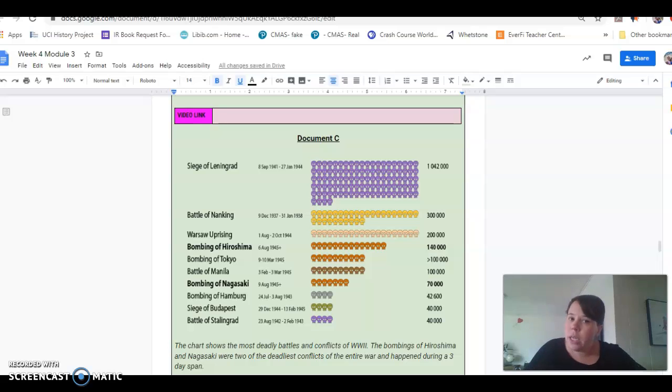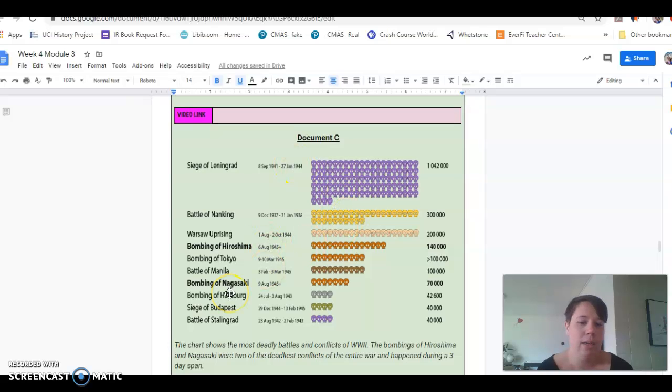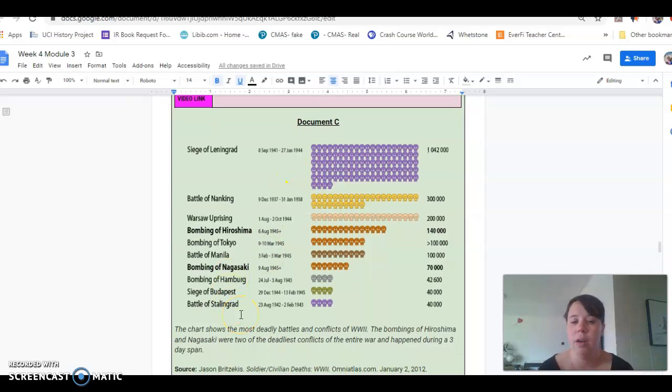All right, guys, we're looking at document C here. It's a lot to take in, but let's dive in. So the chart is having us look at the most deadly battles and conflicts in World War II. The bombings of Hiroshima and Nagasaki are two of the deadliest conflicts in the entire war and happened during a 3-day span. So remember August 6th and August 9th, 1945. So those are highlighted here.